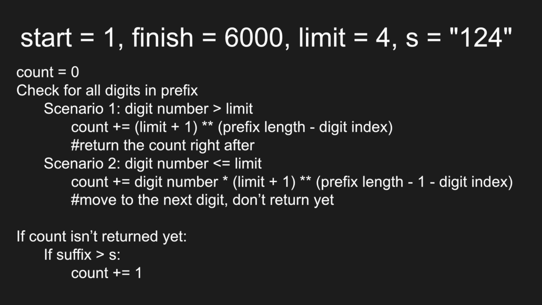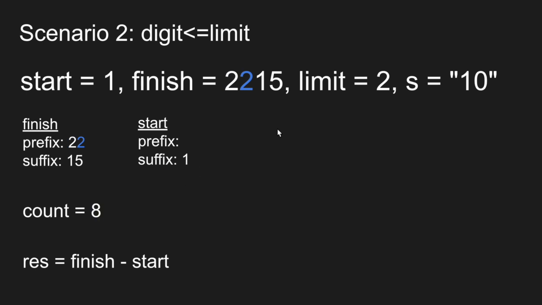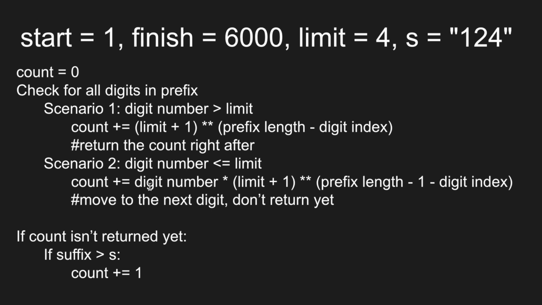So it will be 3 to the power of 1 times digit number, which is 2. So 3 times 2 is 6. So we can add 6 to count. And now we move to the next index. And once again, 2 is equal to the limit. So we will use this formula again. So 2 times 3 once again, and 3 to the power of prefix length of 2 minus 1 minus digit index at index 1. So this is 0. 3 to the 0 power is 1. 1 times 2 is 2. So we will add 2 to count.